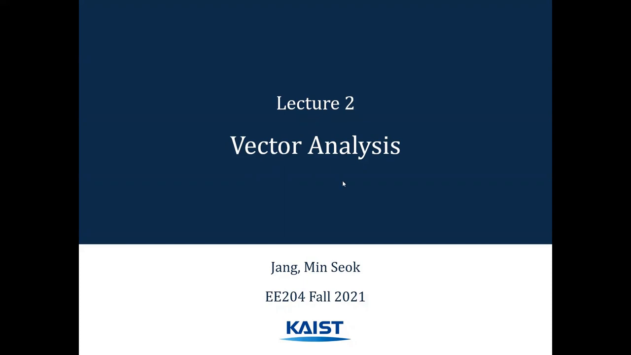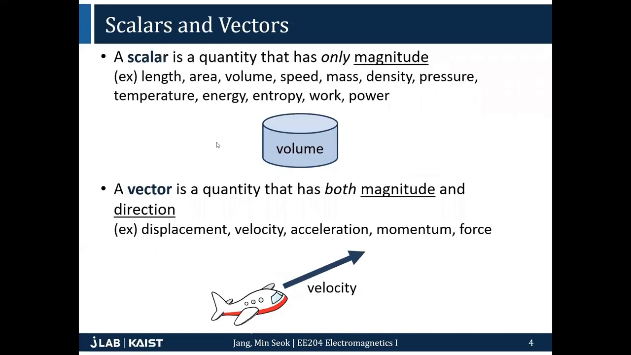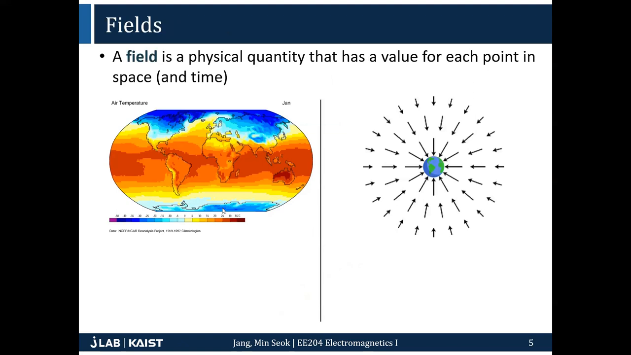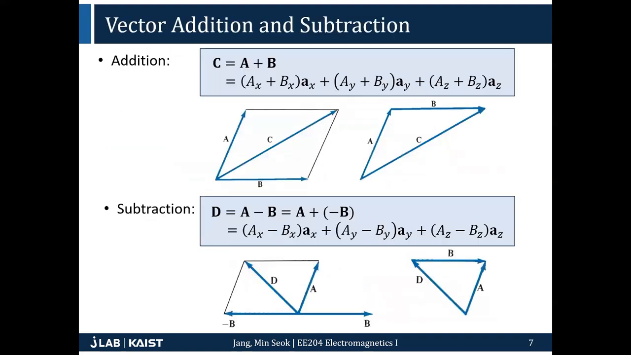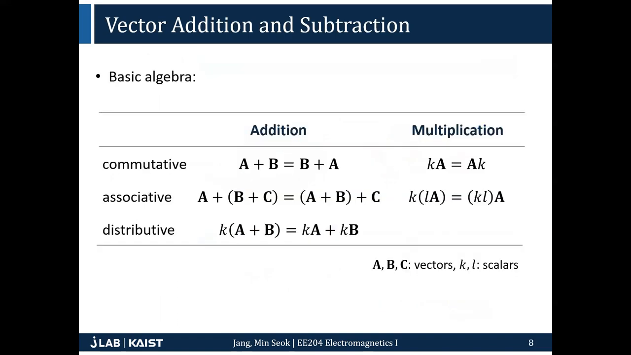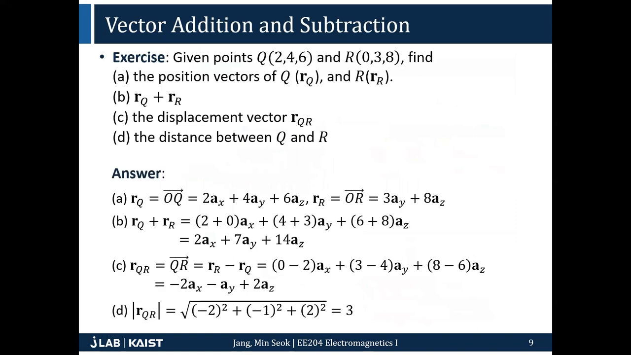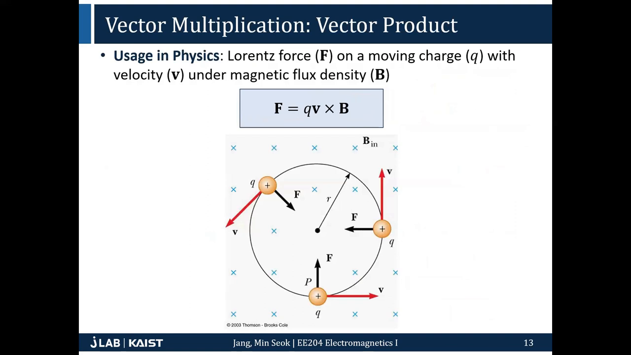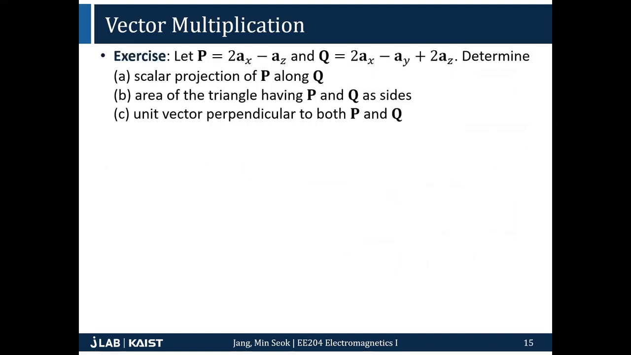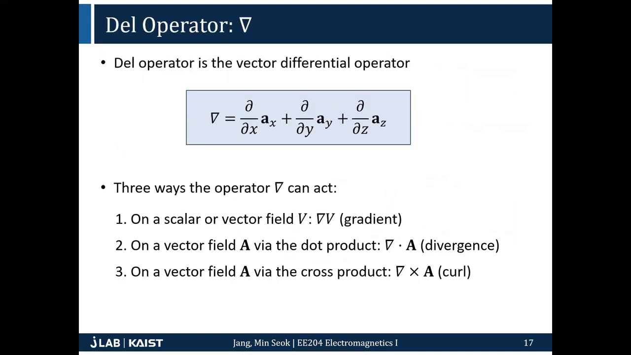So the first one is vector analysis, and we learned what is scalar and what is vector, what is a field, how to multiply two vectors and how to add two vectors. These are all elementary things, right? Addition, vector subtraction. I think you are already very familiar with these concepts, and then after these basic things, vector products, we started to learn about the vector differential operator. And the first thing we learned is gradient.